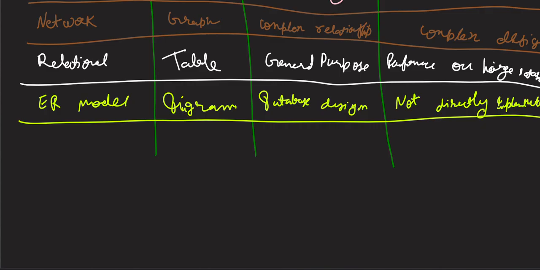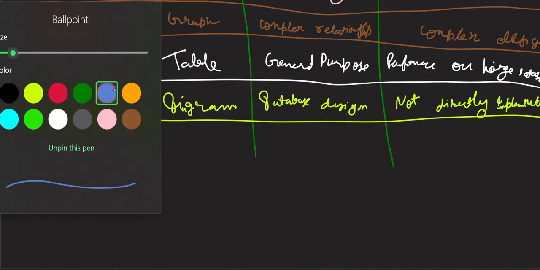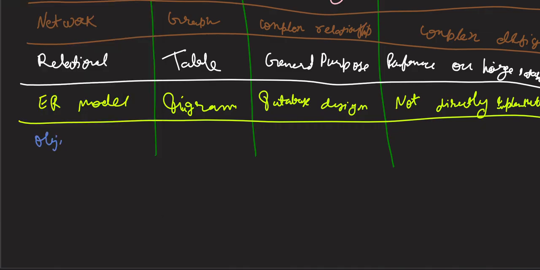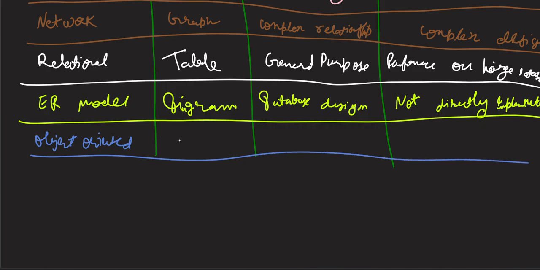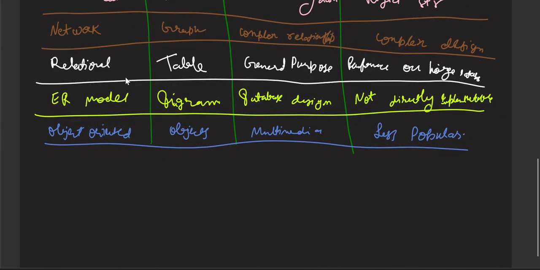And the last one is object oriented. ठीक है. तो ऑब्जेक्ट ओरिएंटेड में क्या होगा, इसको जो है स्ट्रक्चर ऑब्जेक्ट होता है, एंड मल्टीमीडिया, एंड लेस पॉपुलर. ठीक है. तो चलिए एक बार मैं आपको फिर से समराइज कर देता हूँ.